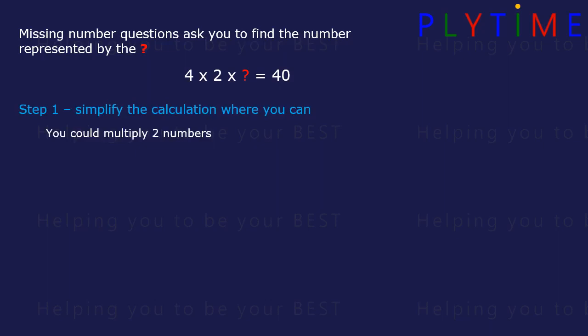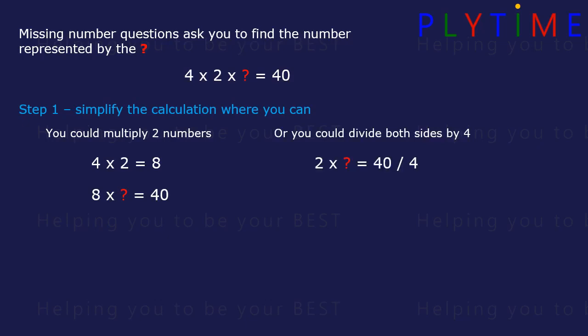We could multiply the two numbers together. 4 times 2 equals 8, so 8 times something equals 40. Or we could divide both sides by 4. So on the left, we're left with 2 times something equals 40 divided by 4, which is the same as 10.